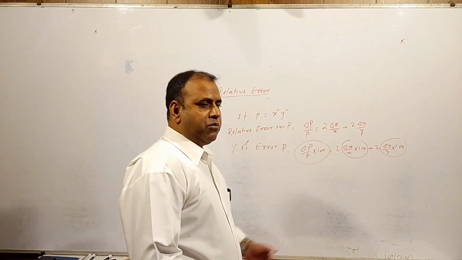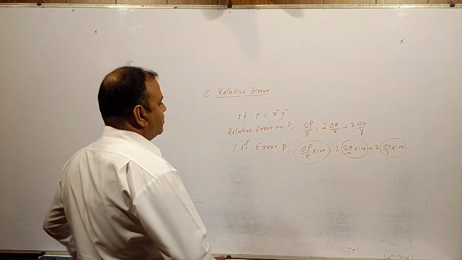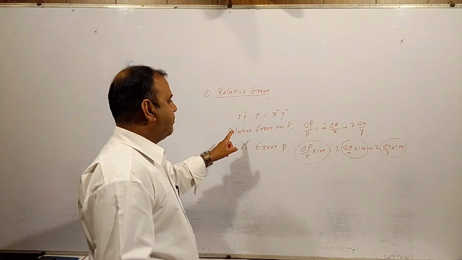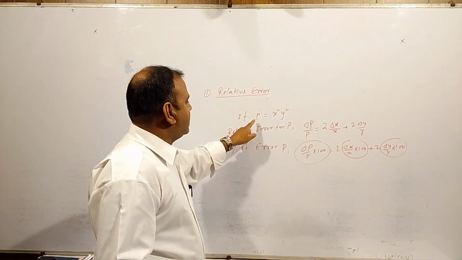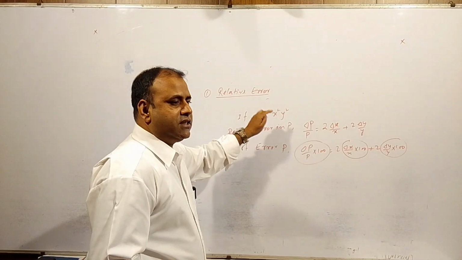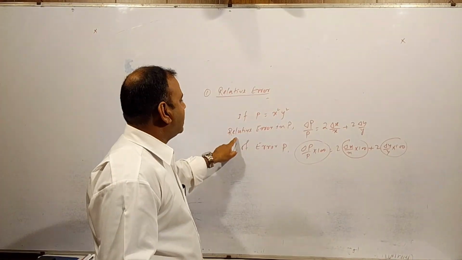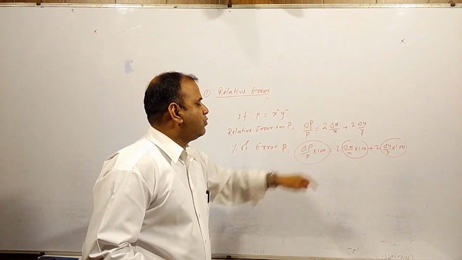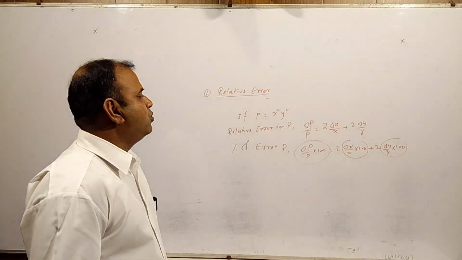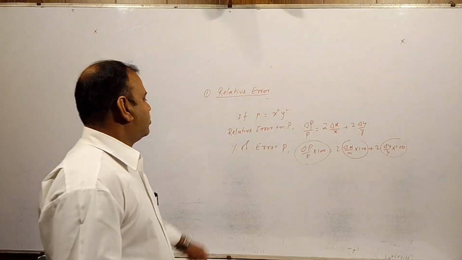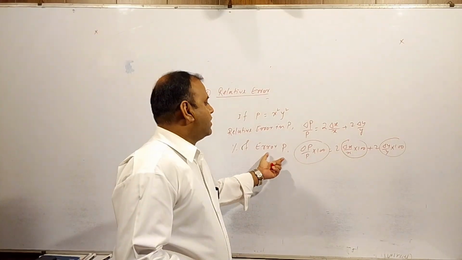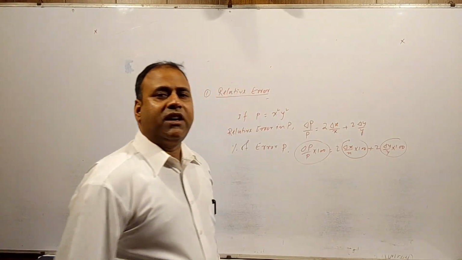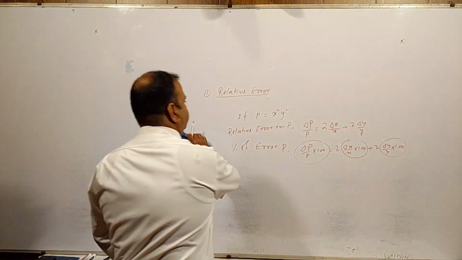So first, I am going to discuss one numerical. You see how you can calculate the percentage error. So this is the example. You remember p is equal to x square y square. This is a function, and the relative error in p will be delta p by p is equal to 2 delta x by x plus 2 delta y by y. For the percentage error in p, you just multiply both sides with 100, then it will be converted into percentage error.